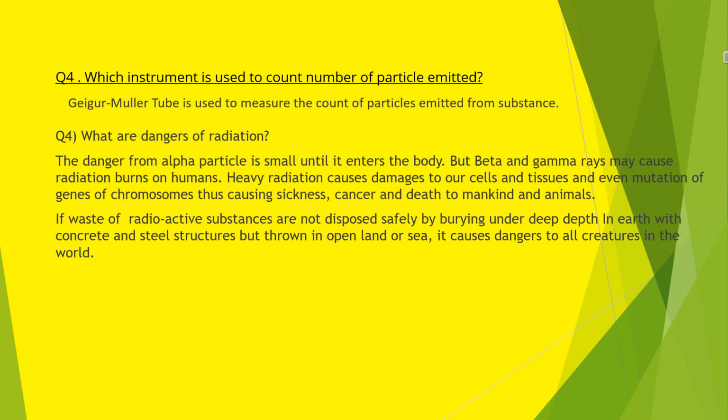Which instrument is used to count the number of particles emitted from a radioactive substance? We use the Geiger-Müller tube. In short, it is called the GM tube. It is used to measure the count of particles emitted from a substance.